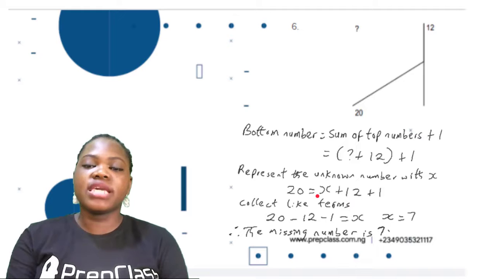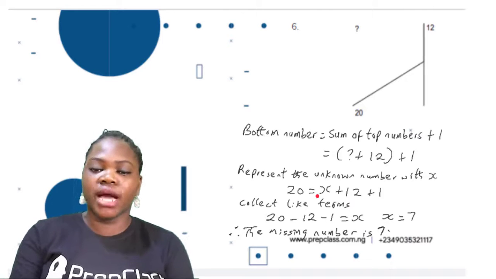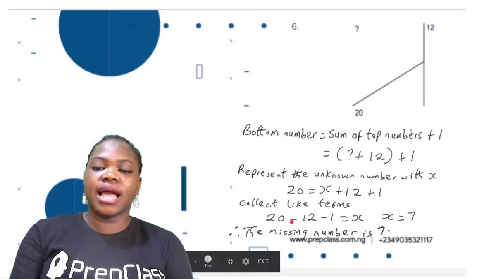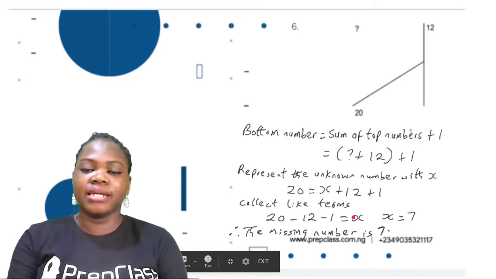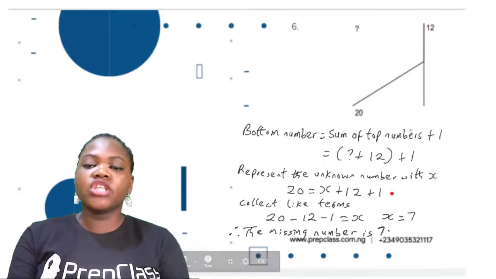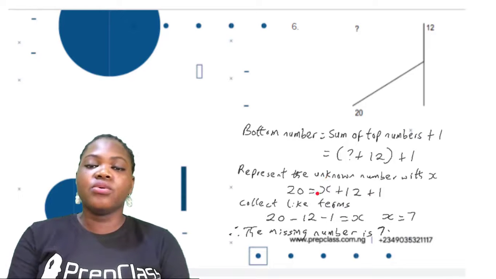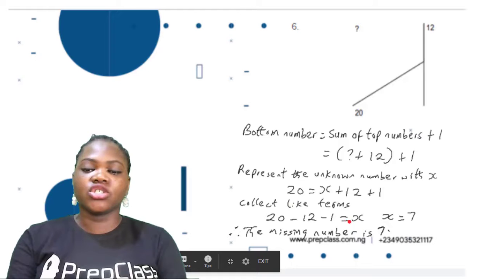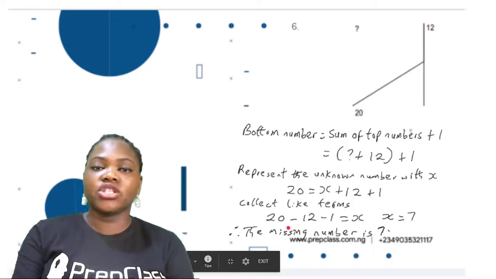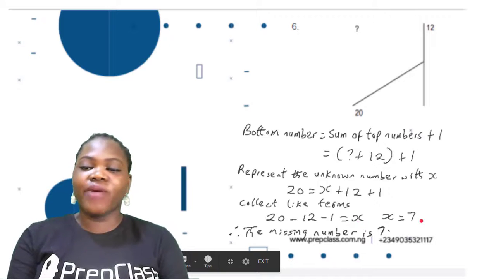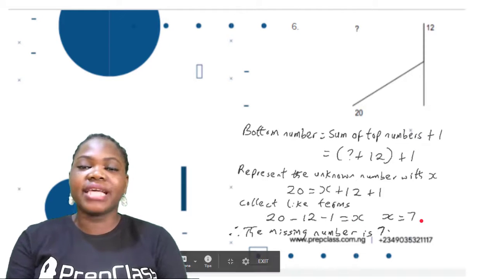Now, how do we get X? How do we get the unknown number? We collect like terms. That is, we bring all the numbers to one side and leave X on the other side. Now, 12 crossing the equality sign will become minus 12. Plus 1 crossing the equality sign will become minus 1. So we have 20 minus 12 minus 1 equals X. 20 minus 12 is 8, right? 8 minus 1 is 7. So X is 7. The missing number is 7.